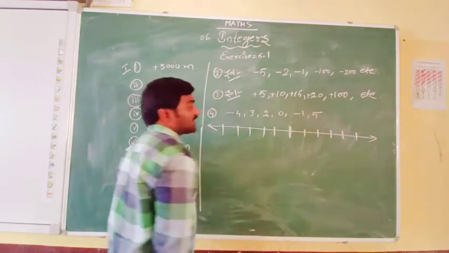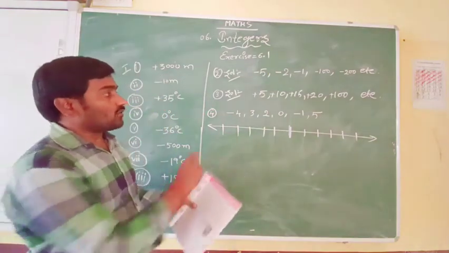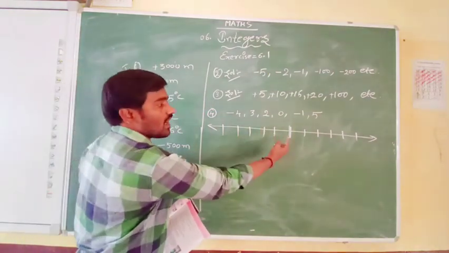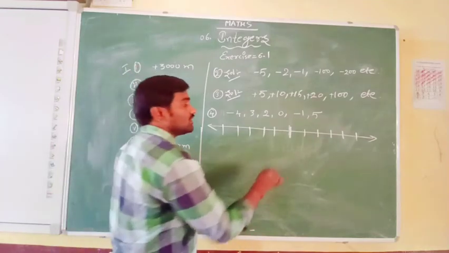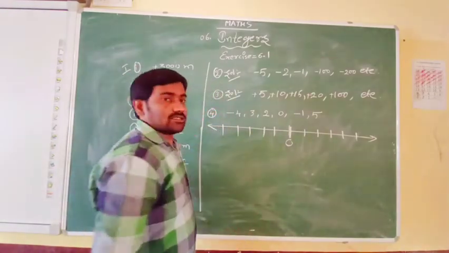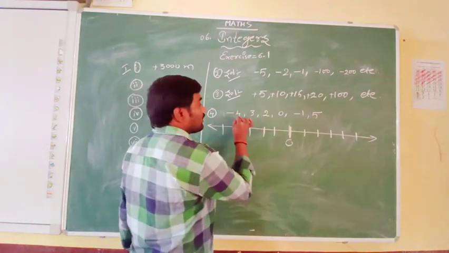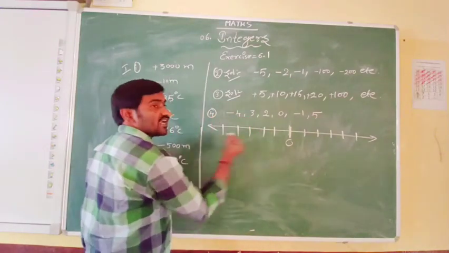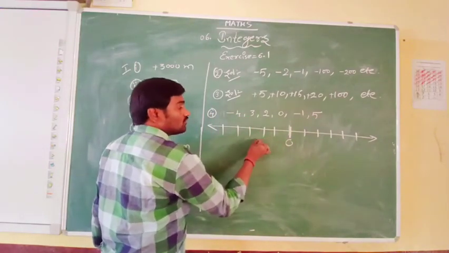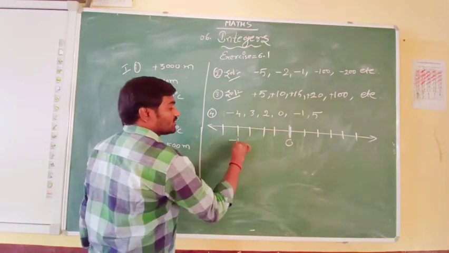They have given one thick line here. So we have to represent these numbers on this number line. Always the 0 will be in the middle place. Here it is 0. So we have to count. Where minus 4 comes, minus will come on the left side of the 0. 1, 2, 3, 4. Here minus 4.